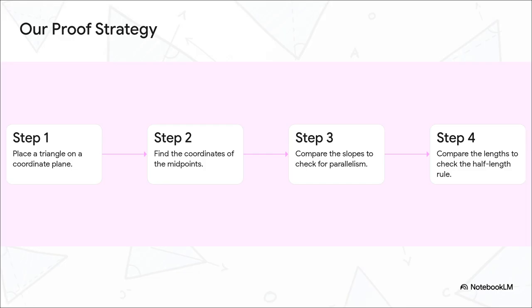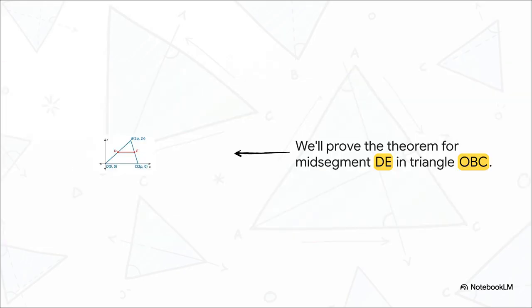We'll compare the slopes of the lines to make sure they're parallel, and then we'll compare their lengths to make sure one is exactly half the other. Easy enough. So, for our proof, we're going to use this specific triangle, triangle OBC. Our whole goal here is to show that that little midsegment, DE, is parallel to the bottom side, OC. And, you guessed it, that it's exactly half its length.